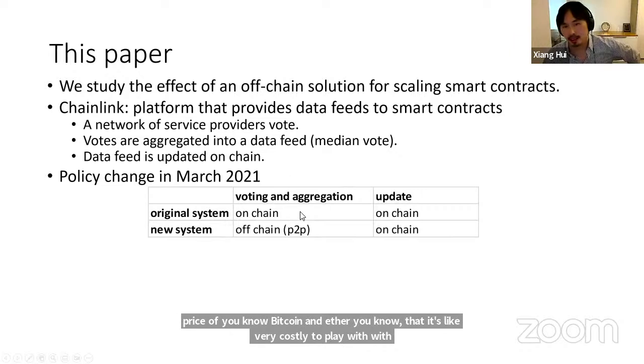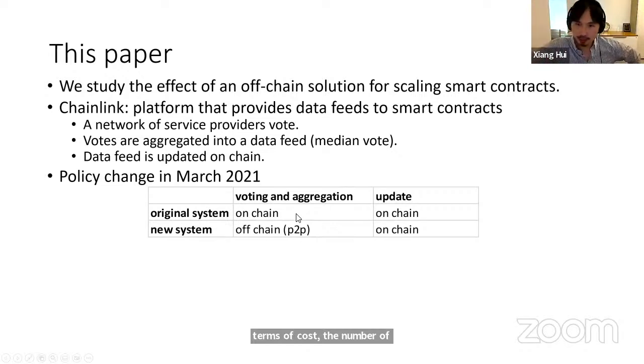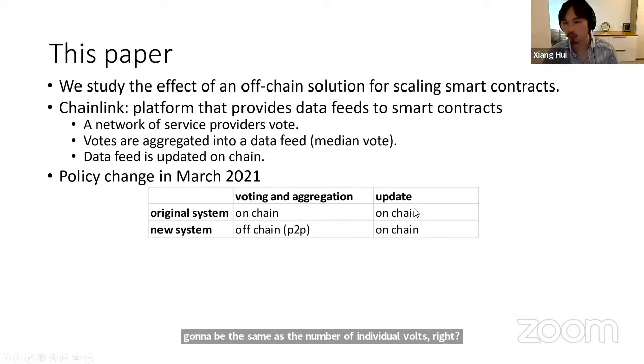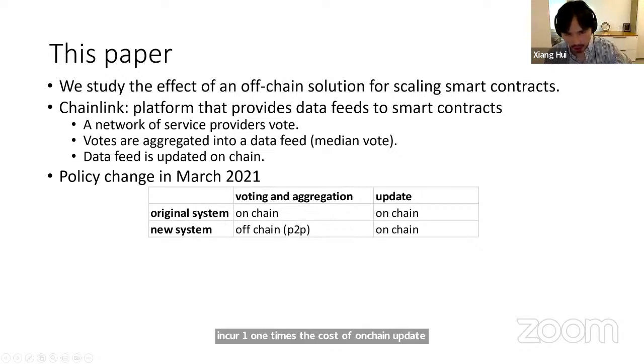And you can see that in the original system, just in terms of cost, the number of interactions of service providers with the blockchain is going to be the same as the number of individual votes, right? Because all the individual votes take place on-chain, plus one, which is the final on-chain update. Whereas in the new system, we only incur one times the cost of the on-chain update. So that's where the cost reduction comes from.